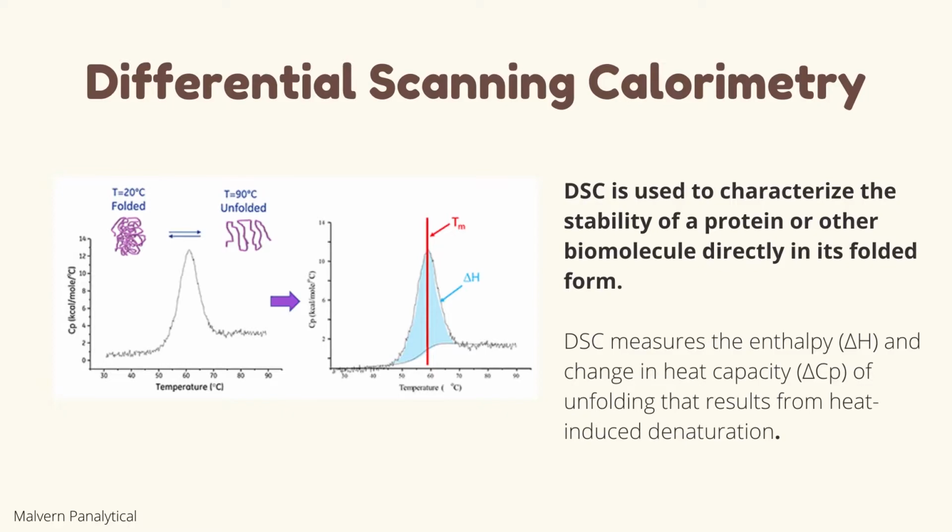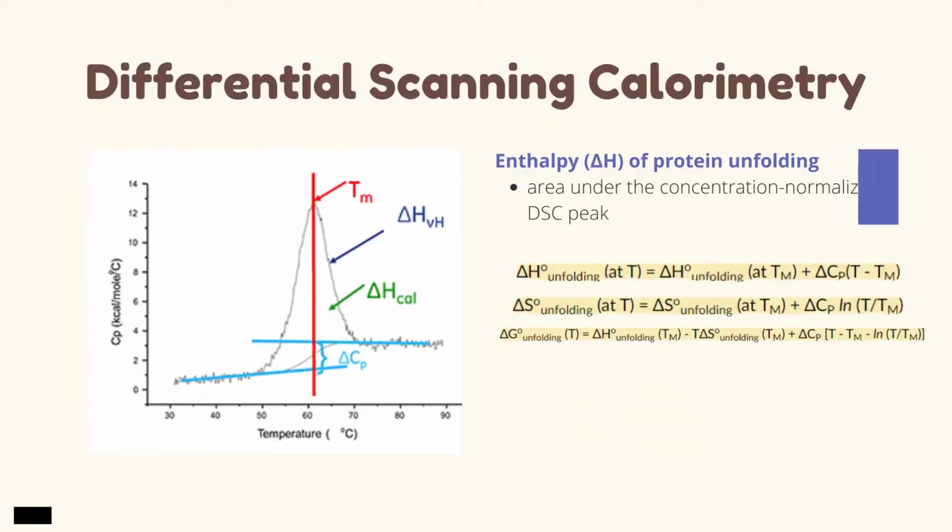Macromolecules and macromolecular assemblies such as proteins, nucleic acids, and lipids can form well-defined structures that undergo thermally induced conformational changes. These structural rearrangements result in the absorption of heat caused by the redistribution of non-covalent bonds. Differential scanning calorimeters measure this heat uptake. The enthalpy of protein unfolding is the area under the concentration-normalized DSC peak.